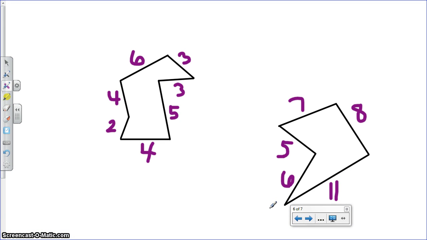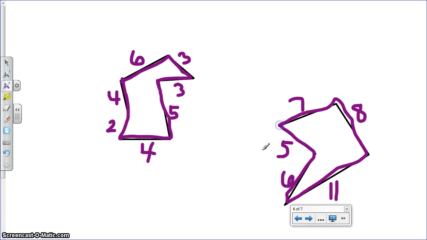Now the shapes can look really crazy, like these shapes. And it's still the same thing. You just still add up all the sides. If I want to find the perimeter of this one, I would just add this side. I would just continue adding all the sides. It's really that simple. Just add all the sides until I get my final answer. Same thing with this shape over here. I would just add all the sides. Alright, and that's pretty much it.